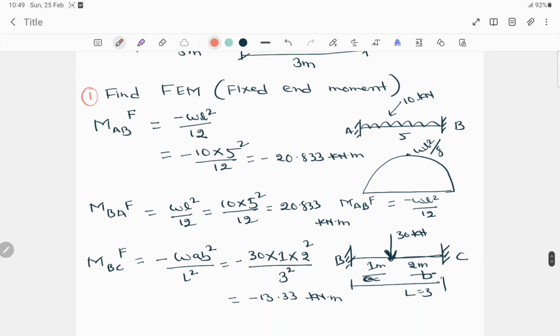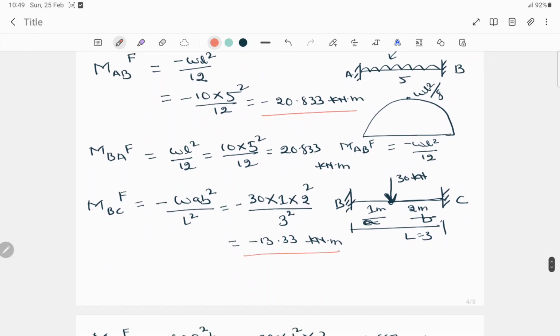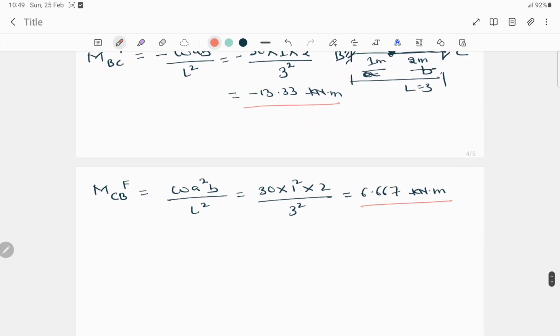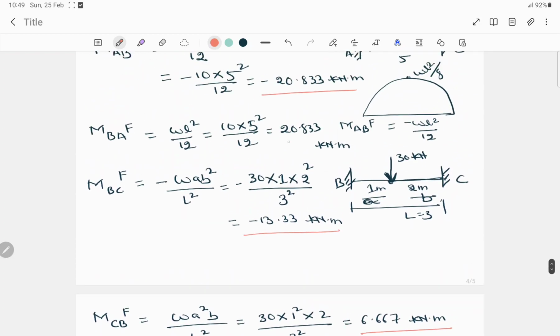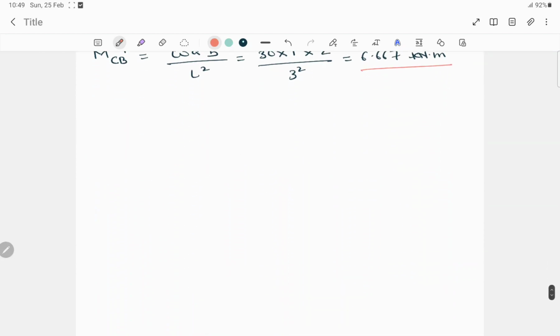For MAB the fixed end moment is this, and for BC is this, and for CB is this, and for BA is this one. So now the second step, number 2, is to apply the slope deflection method. I'll write in short, slope deflection method for each span.